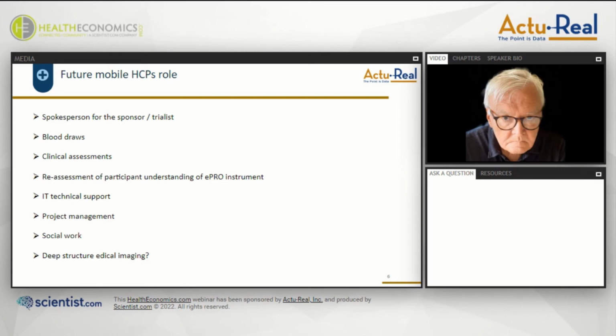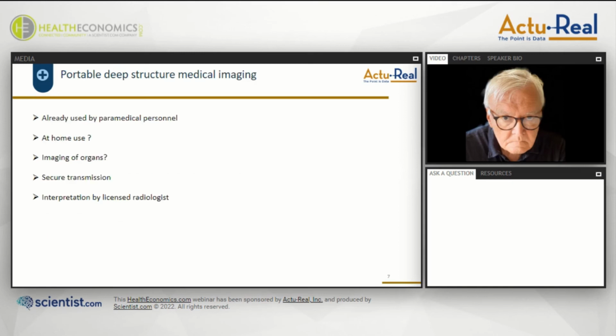So now I'd like to say just a few words about the progress achieved in the field of portable imaging and how this could be added to the role of the mobile healthcare provider. Photos of skin lesions have been used for clinical assessments for a while. This technology has recently been enhanced by AI algorithms for interpretation, but now there are many new devices available for deep structure medical imaging, and some of those devices are really portable, they're handheld, particularly for ultrasound imaging. So I would dare to predict that it won't be long before such instruments are used by mobile healthcare providers for the imaging of organs, provided that a secure transmission can be established and interpretation done by a licensed radiologist. And one could imagine applications in many therapeutic areas.